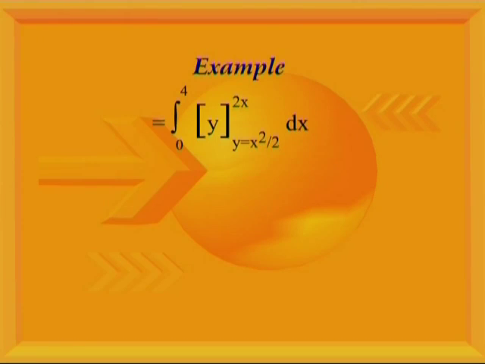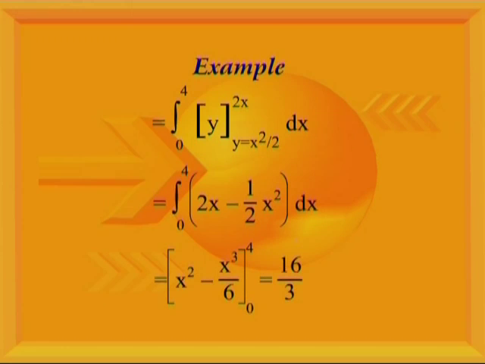Integrating 1 with respect to y, we get y, and after substituting the limits for y, we get 2x minus half x square. And now we will integrate this function of x with respect to x from the limit x is equal to 0 to the limit x is equal to 4. Integration is very easy, which is equal to x square minus x cube over 6. And after substituting the limit for x, we get 16 by 3.